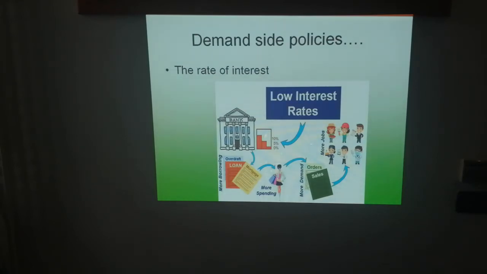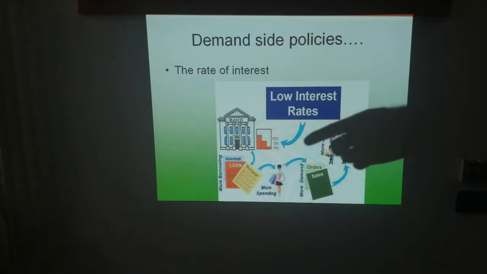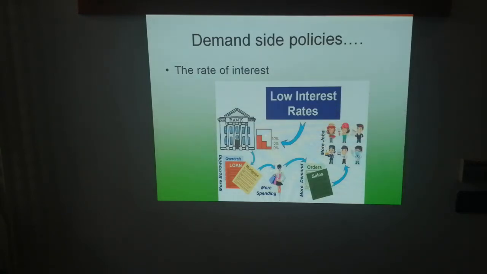Maybe there's more mortgages, so more people buying houses, etc. So when the interest rates go down, we can see more demand in the economy, and then you get more jobs, the economy goes faster.